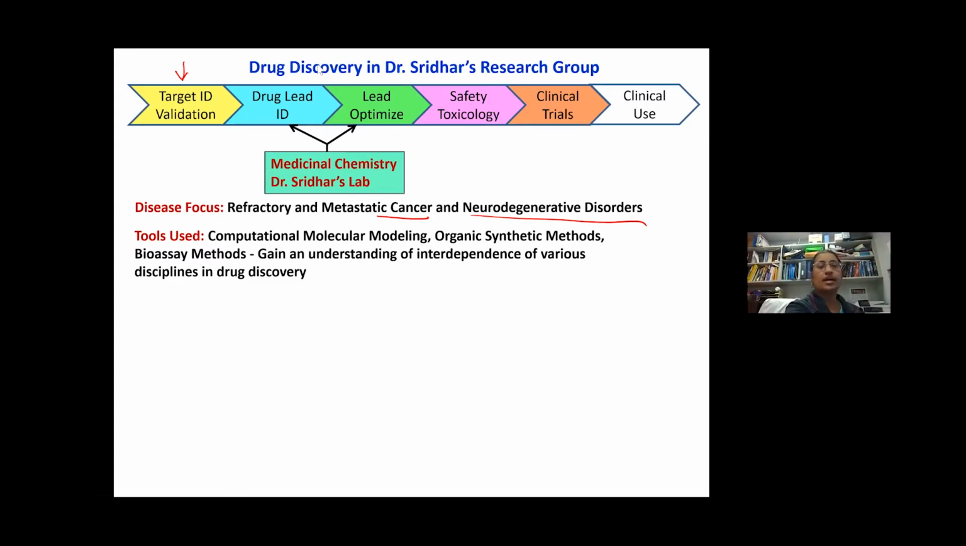All right, so as you can see, I use different methods here. And based on those methods, we find different new molecules that can act as therapeutics.